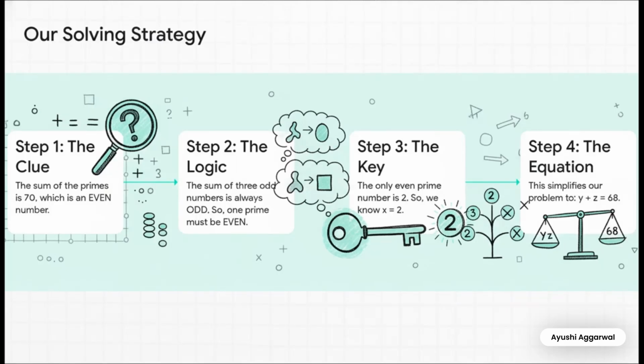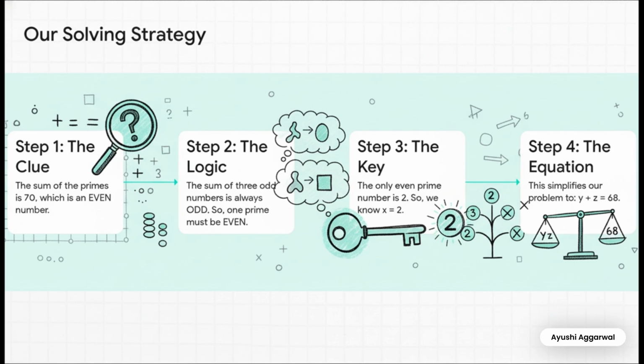So first up, just notice that the sum, 70, is an even number, okay? Now, for step 2, let's use some logic. Think about it. If you add 3 odd numbers, the result is always odd, but our sum is even. So what does that tell us? It means that one of our 3 prime numbers must be even. And that right there is our key. What's the only even prime number in existence? Exactly, it's 2. So we've already found the value of x, the smallest one. It has to be 2.